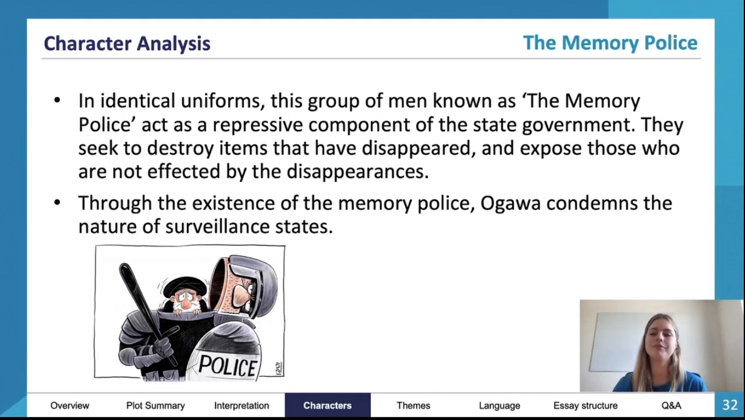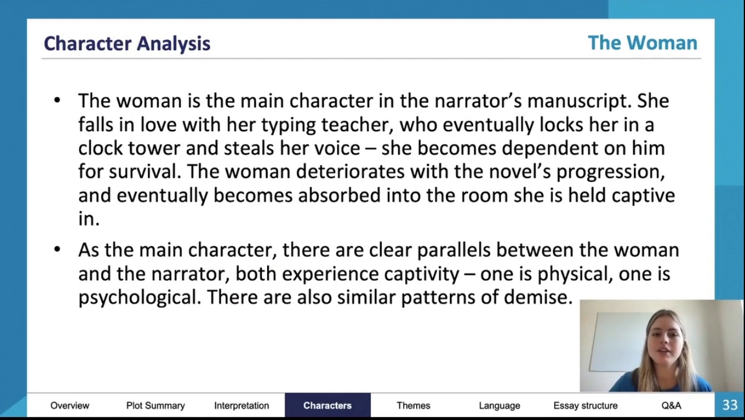Okay, so they are dressed in identical uniforms, and this group of men, known as the memory police, act as a representative component for the state government. So they seek to destroy items that have disappeared and expose those who are not affected by the disappearances, because they want to destroy all traces, I guess. Through the existence of the memory police, Ogawa condemns the nature of surveillance states or authoritarian regimes as well.